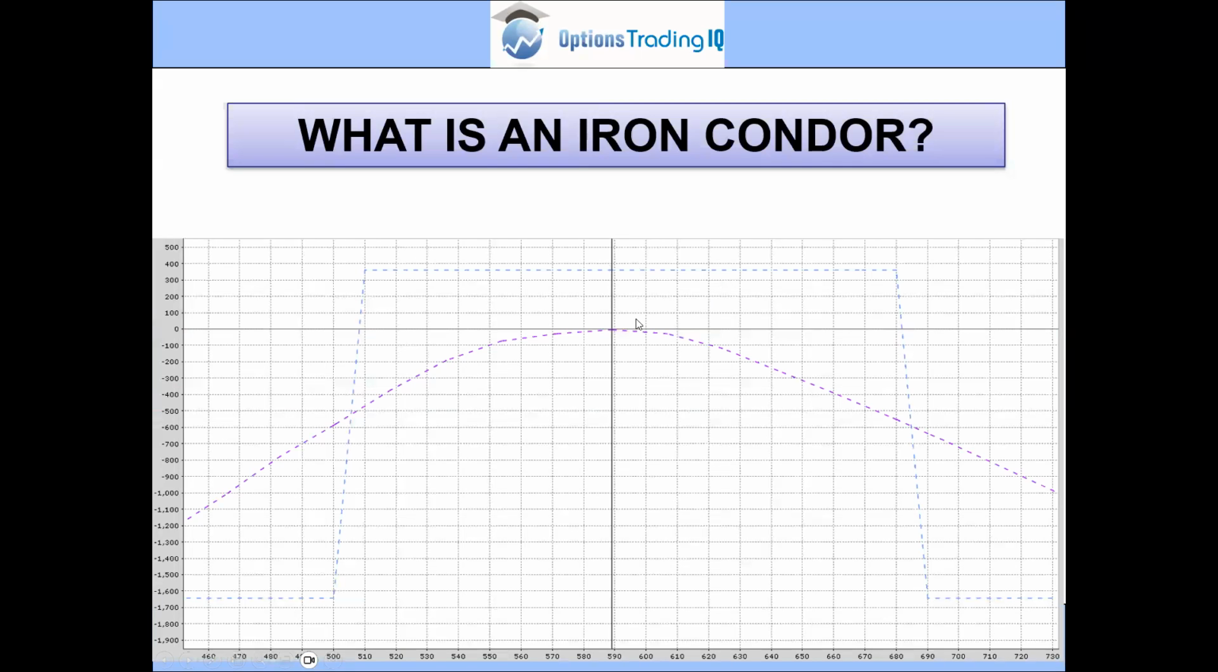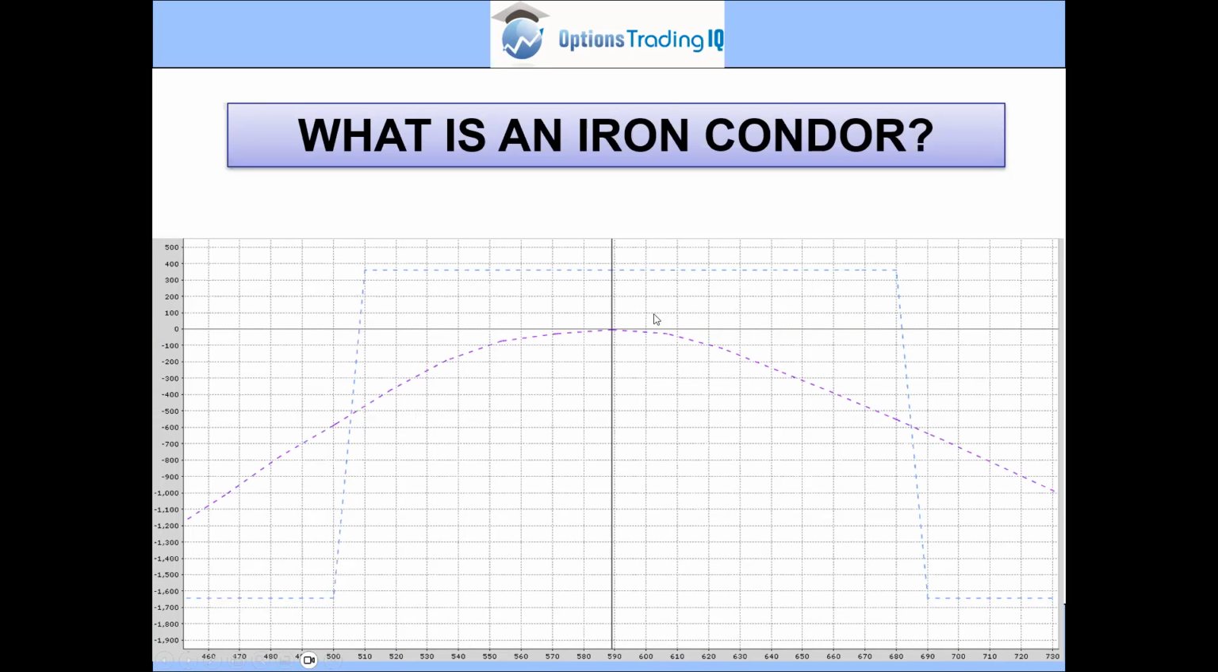This is our profit and loss graph. So the blue line is the profit or loss at expiration. So we follow that. As you can see, we're risking about $1,650, and profit potential is about $350, $360, provided LLY stays in this range between 510 and 680.